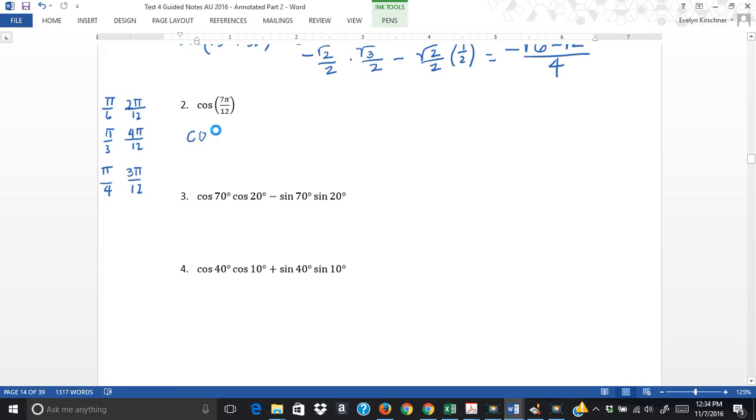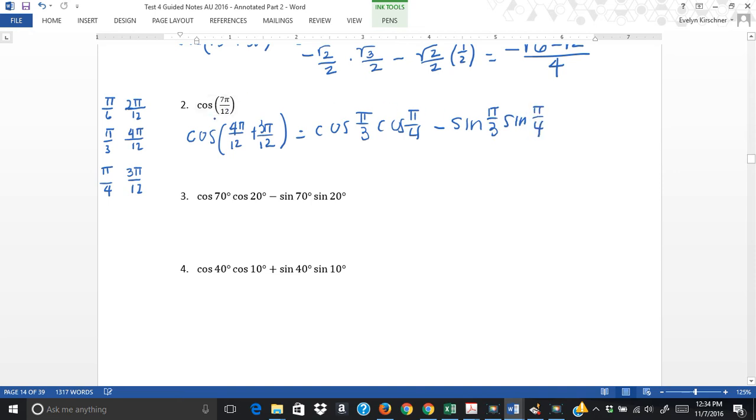So this is the same as the cosine of 4 pi over 12 plus 3 pi over 12. Okay? And so that's cosine. I'm going to rewrite it. That 4 pi over 12 is pi over 3 times cosine of pi over 4. Remember, that's what that's equivalent to, minus sine of pi over 3, sine of pi over 4.